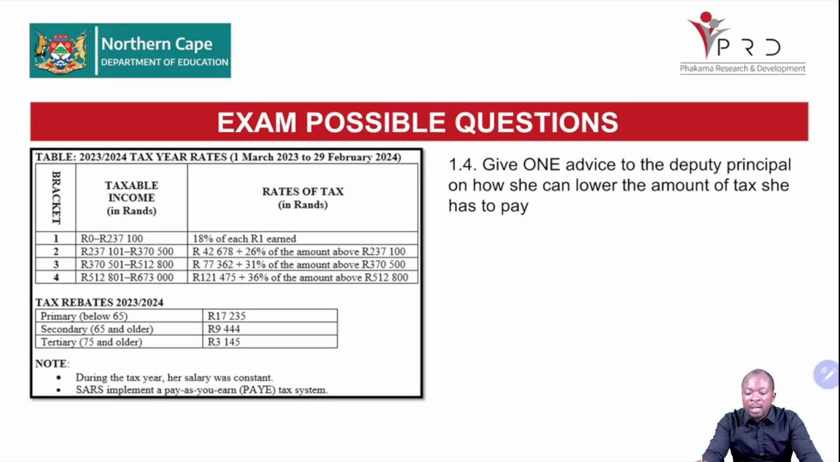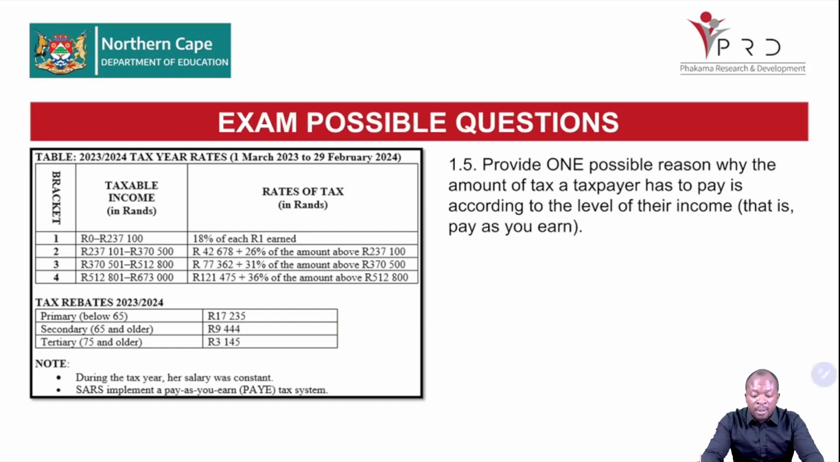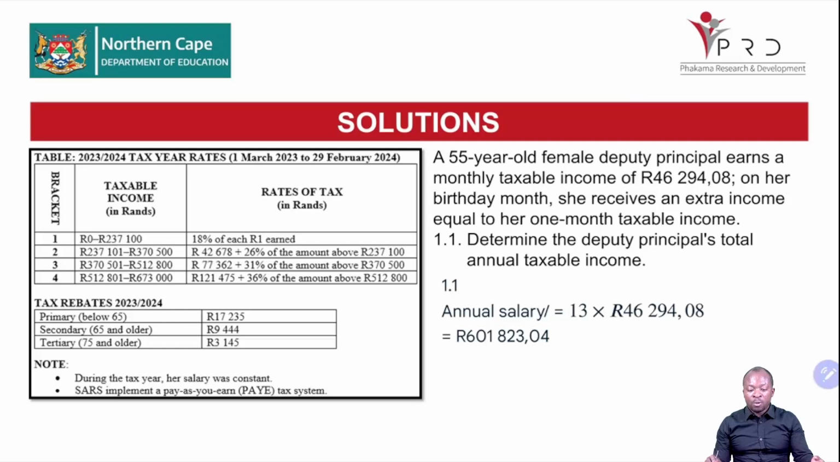1.4, give one piece of advice to the deputy principal on how she can lower the amount of tax she has to pay. So now they want your opinion. All right, we'll discuss all of that. 1.5, provide one possible reason why the amount of tax a taxpayer has to pay is according to the level of their income. So let's start.